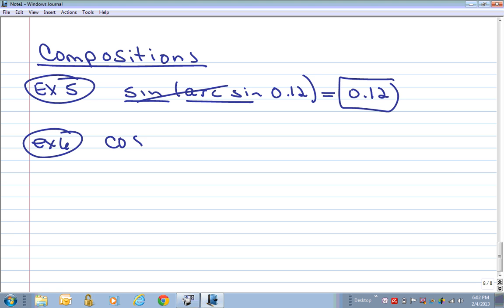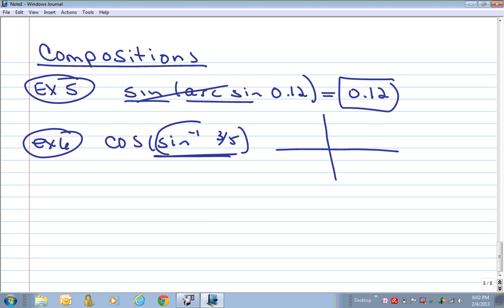Let's say this time we have cosine inverse sine of 3/5. So this is like f of g of x. This is cosine of inverse sine of 3/5. We're going to work on the inside first like we had before. We're going to draw a little axis here. Because it's an inverse sine, we are restricted to the first or the fourth quadrant. And because 3/5 is positive, sine can only be positive in that first quadrant, because it's all surfers to California. Sine is also positive in the second quadrant, but the second quadrant doesn't fit our restriction. So we would have to be a first quadrant triangle.